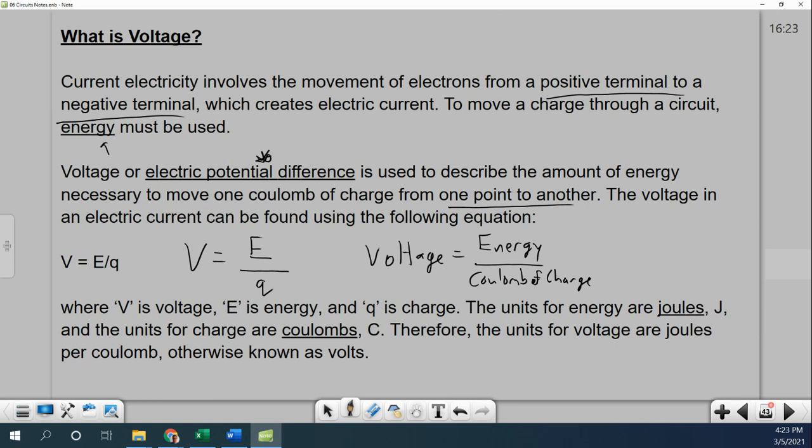Now we measure energy in joules, so you'll hear joules a lot. We know that charge is measured in coulombs. And so if we want to see what a volt is, it's how many joules per coulomb. But instead of calling it joules per coulomb all the time, we just call them volts.